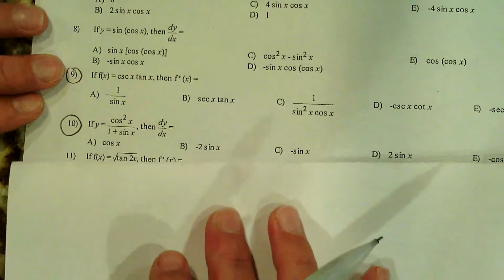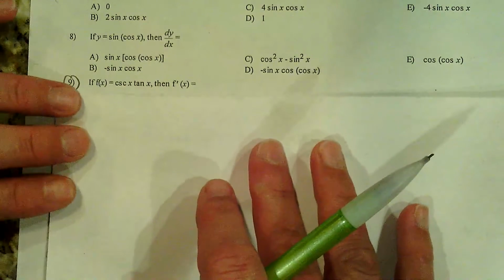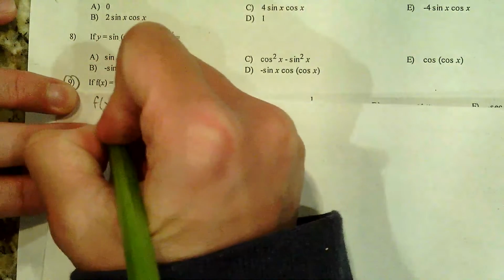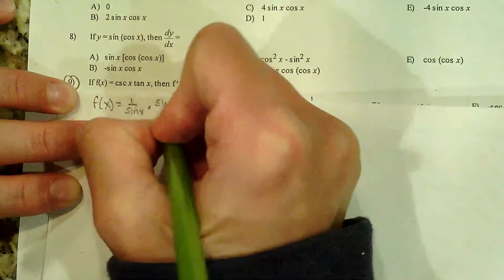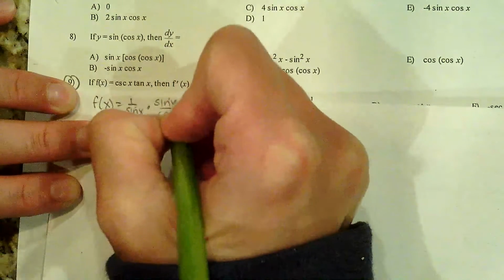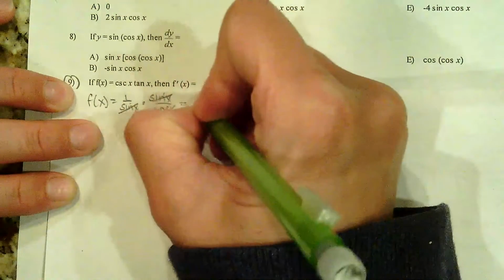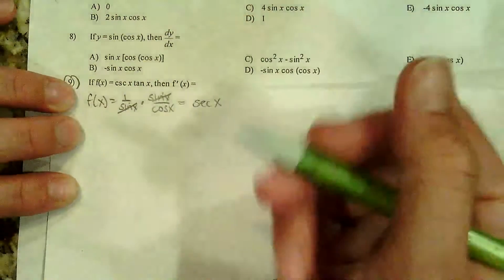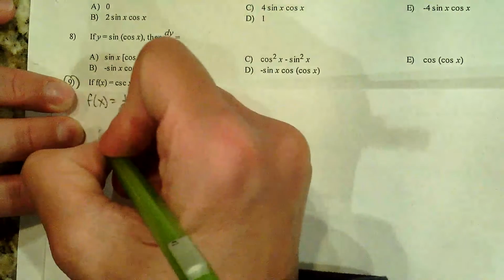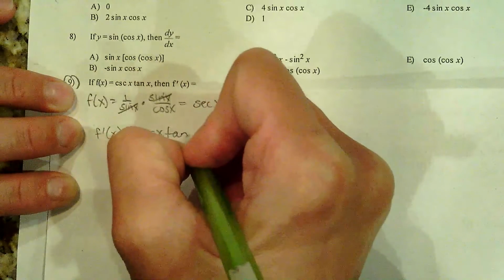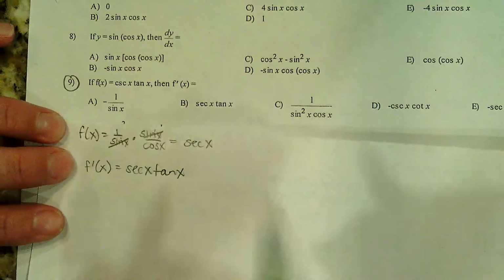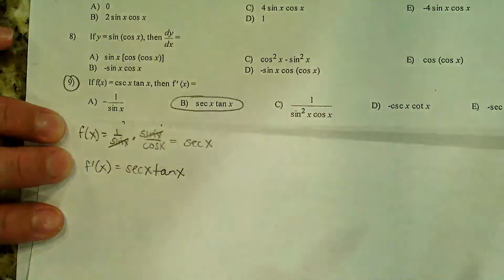Cosecant is the same as 1 over sine, and tangent is sine over cosine. So right out of the gate, that sine cancels, and you get 1 over cosine, which is secant x. And the derivative of secant x is just secant x tan x, which is option B. So using some identities here first is what we're seeing.